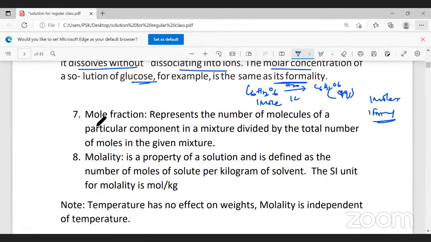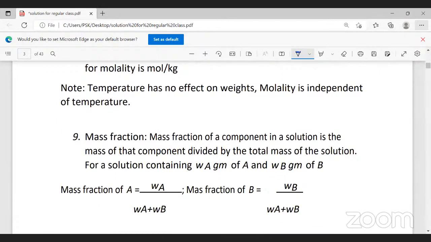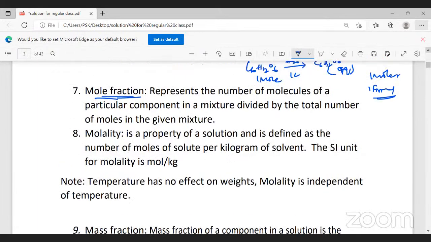Now, mole fraction. Did we learn mole fraction in this chapter on solids? No, sir. Okay. Now, what is mole fraction? Because other teachers are also teaching somewhere else, you get confused. That's why. What is mole fraction?